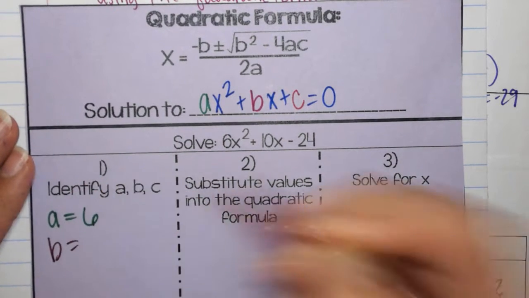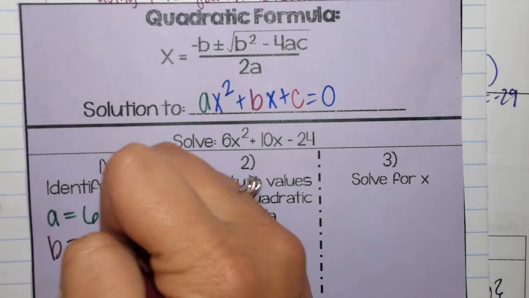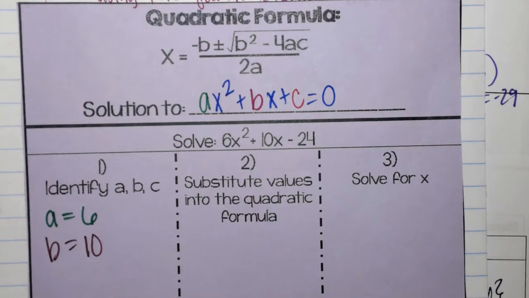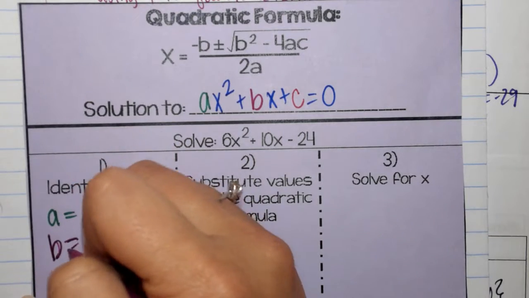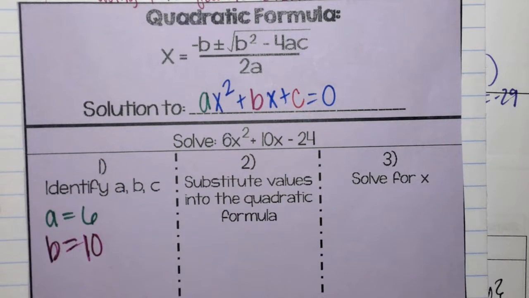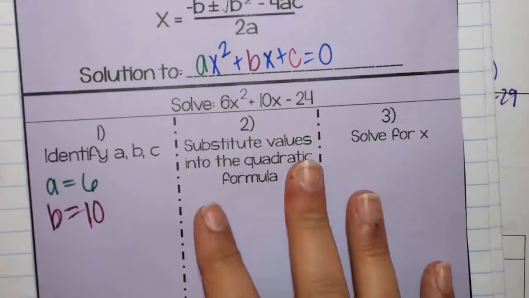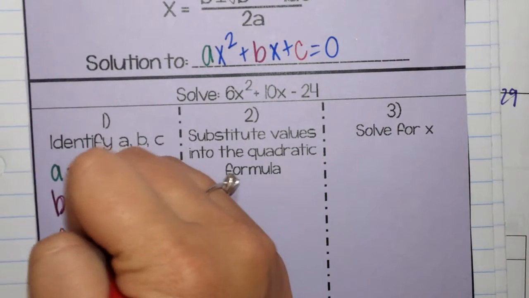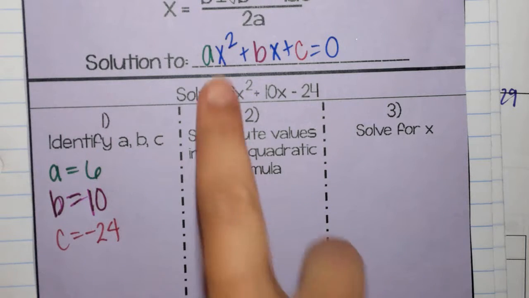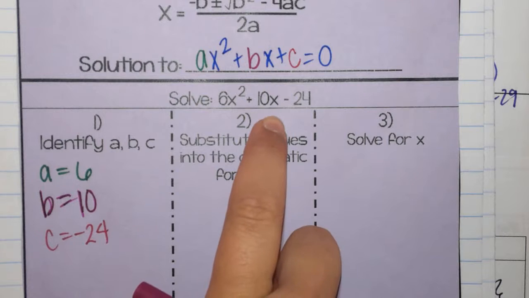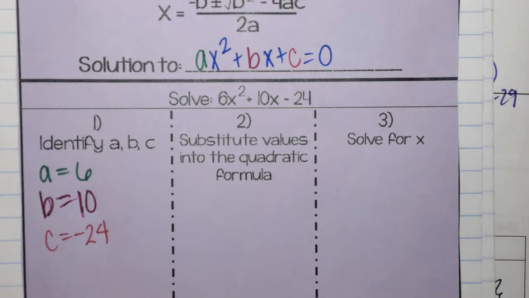Alright, what's B? 10. And what's C? How do you know? Because you see how I wrote ax squared plus bx plus c right above this? It's in the same position. So a is in front of x squared, b is in front of x, and c is always our constant.